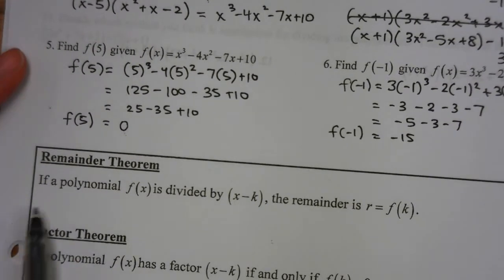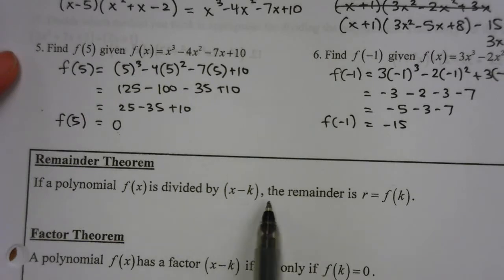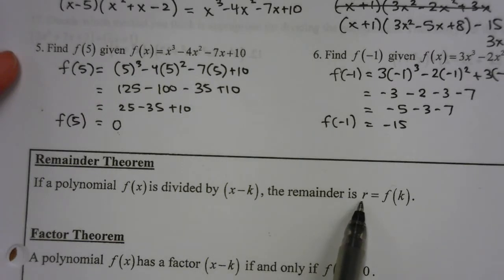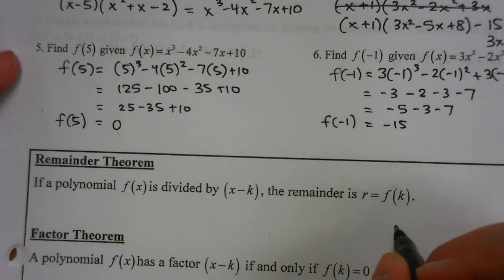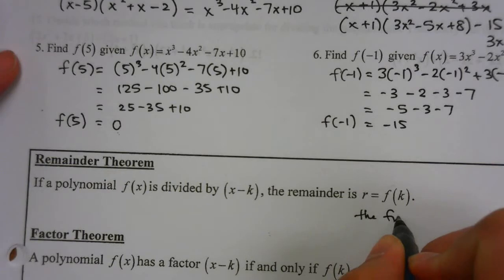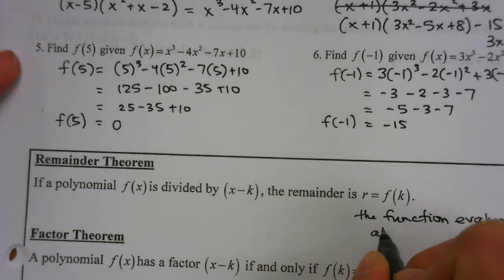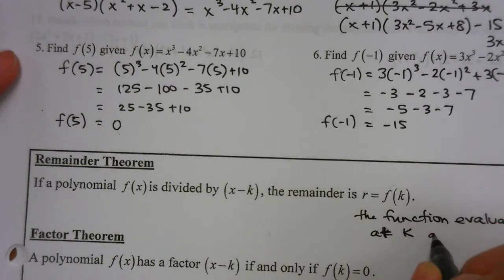So my remainder theorem says that if a polynomial f of x is divided by x minus k, the remainder r is equal to f of k. So the function evaluated at k gives me the remainder.